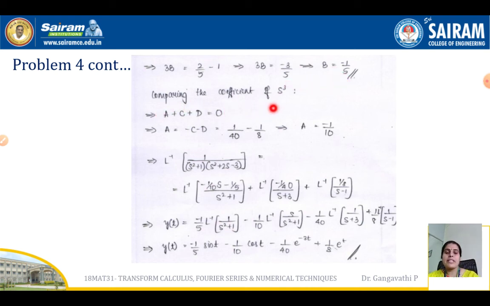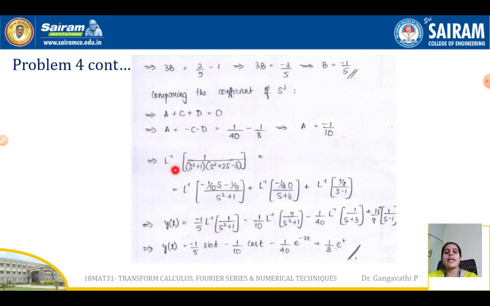Comparing the coefficient of s cube: why are we doing this? Why don't we give some other value for s? You can check all the possibilities. If there is any possibility to give a value for s in such a way that you get the last unknown, you can always do it. When there is no such option, you have to think of comparing the coefficient of the highest power of s. So here the coefficient of s cube has been compared on both sides. When we do that, we get a plus c plus d is 0, and a is equal to minus c minus d, and on substitution, a is equal to minus 1 by 10.